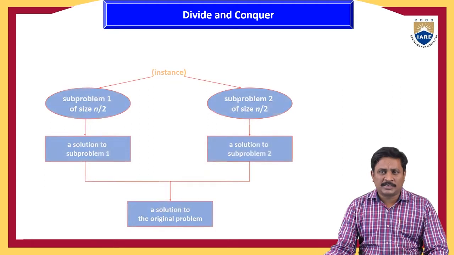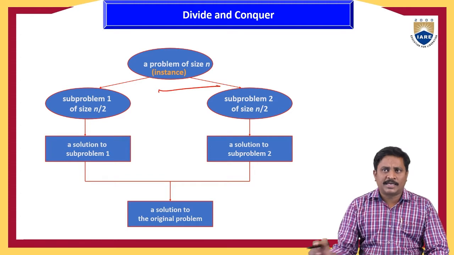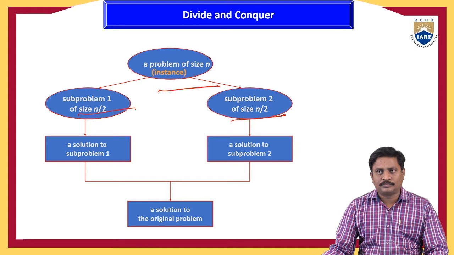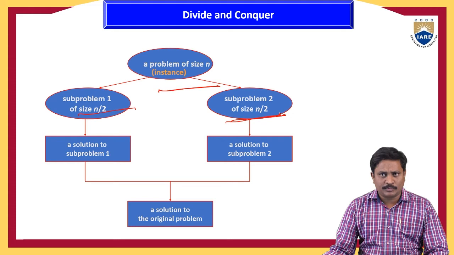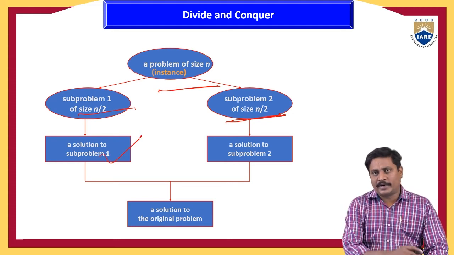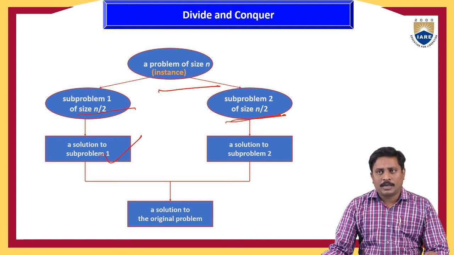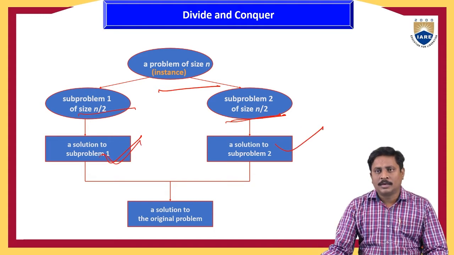Now, first, what is meant by divide and conquer? Here, a problem of size n is divided into two subproblems of size n by 2: subproblem 1 of size n by 2, and subproblem 2 of size n by 2. We keep dividing the subproblems into smaller problems. We find the solutions of these subproblems, and recursively we add all these solutions. We get the solution of the original problem.